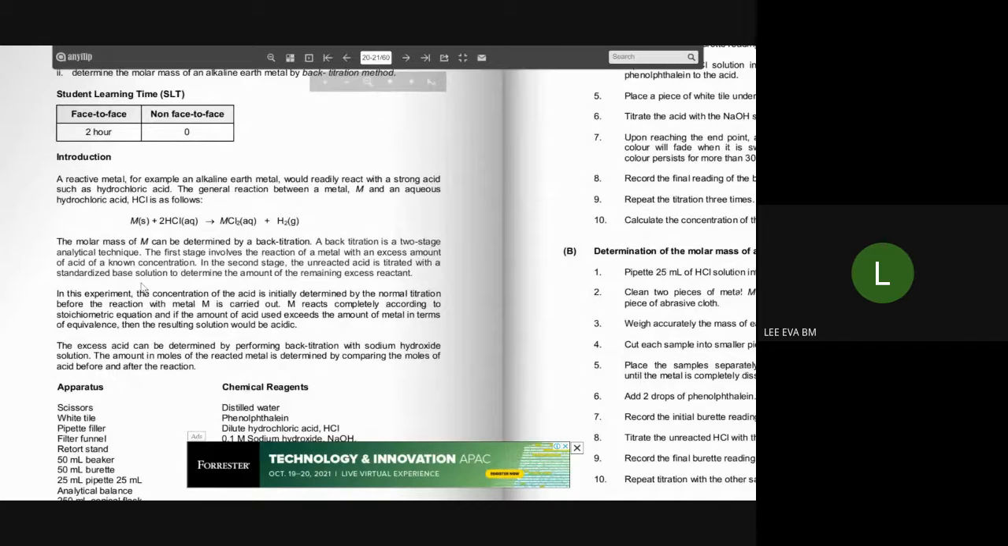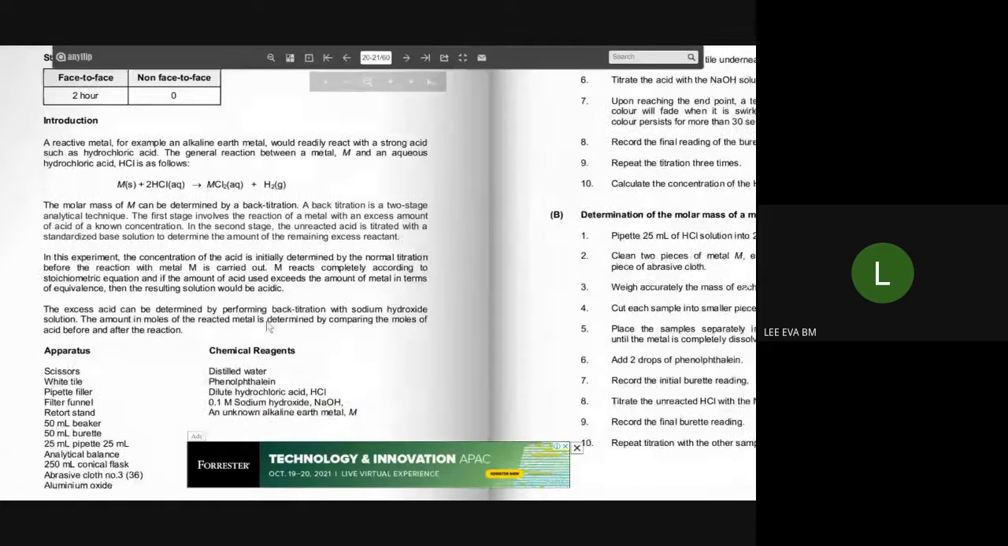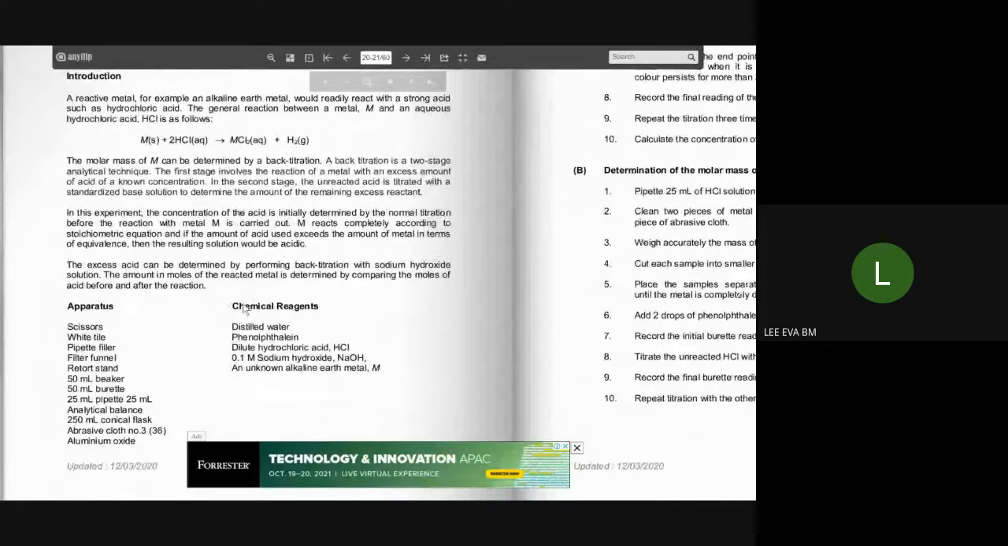The rest of the paragraph here, you can read through on your own and later fill in the blanks inside your lab report. If you look at the apparatus and the reagents here, we are going to use scissors, white towel, and a pipette filler, the one to take your solutions into the pipette. Then the filter funnel, retort stand, beaker, burette, 25 milliliter pipette, analytical balance to weigh the mass of the metal, conical flask, and abrasive cloth, which is sandpaper.